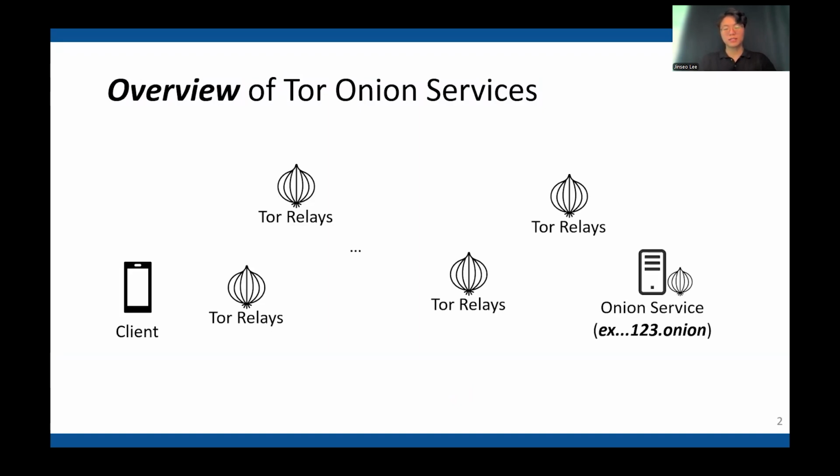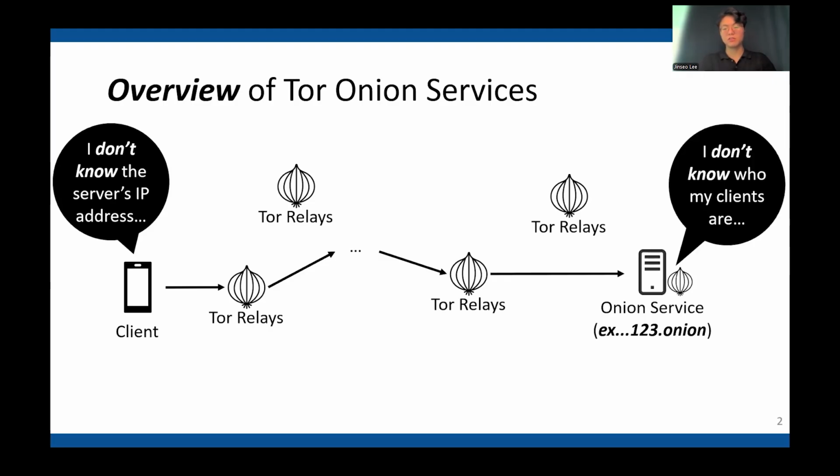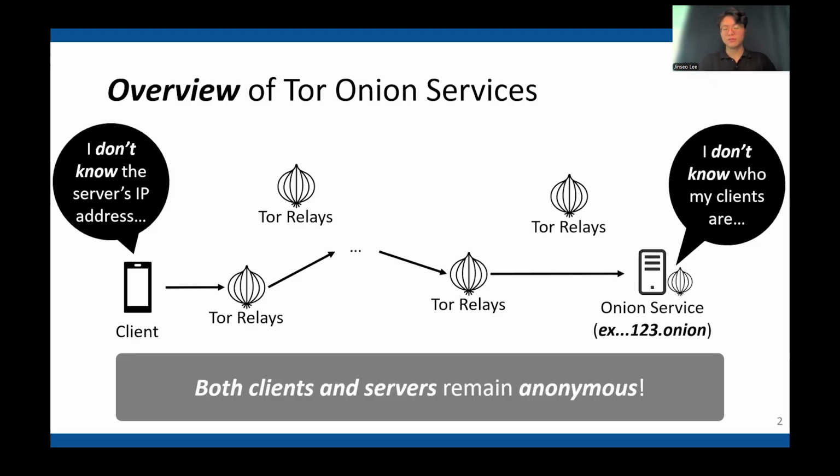In the Tor anonymity system, there is a client, the Tor network, and an Onion service. The communication includes multiple layers of Tor relays, the Tor nodes, run by volunteers across the globe. The client cannot know the IP address of the Onion service, and the Onion service also cannot know the IP address of the client. In other words, the anonymity of both clients and servers is preserved.